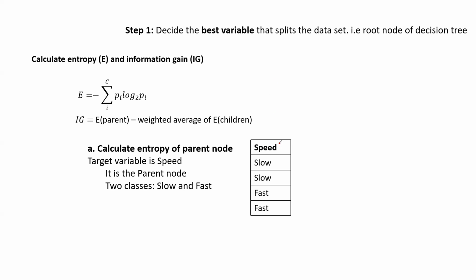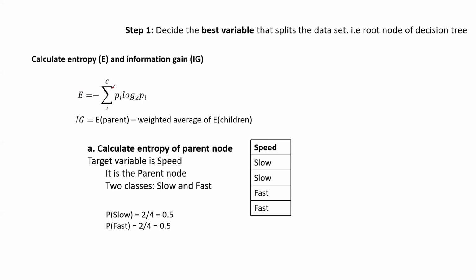So this is our target or the class label, where we have 2 slow labels and 2 fast labels. So this has 4 labels in the 2 classes, slow and fast. This is considered the parent node, and we are going to calculate the entropy of the speed, which is the target variable. The entropy formula is here for any subset, and now the subset is my speed from my data set.